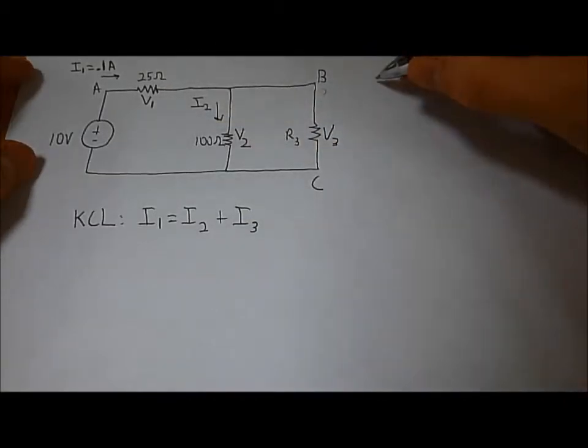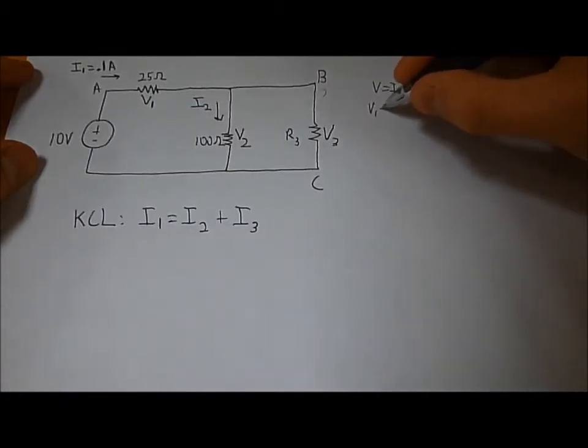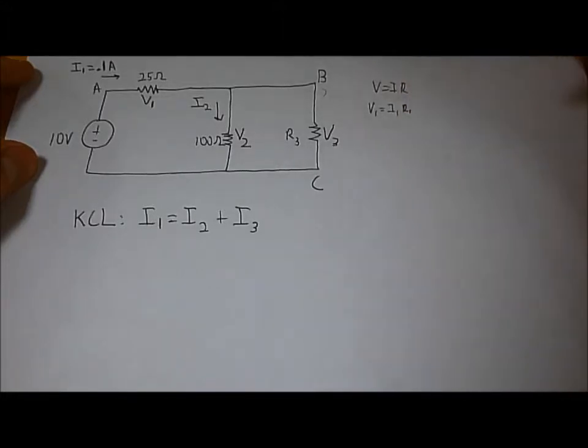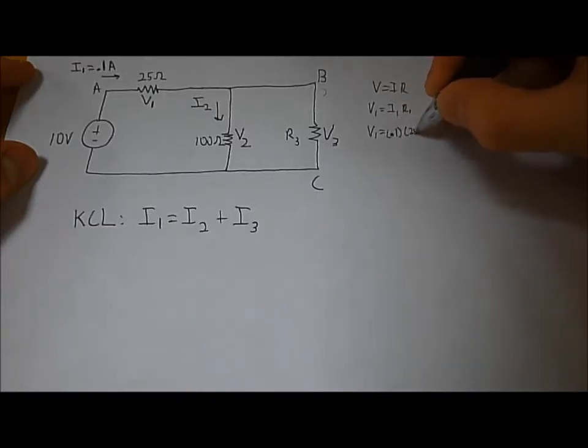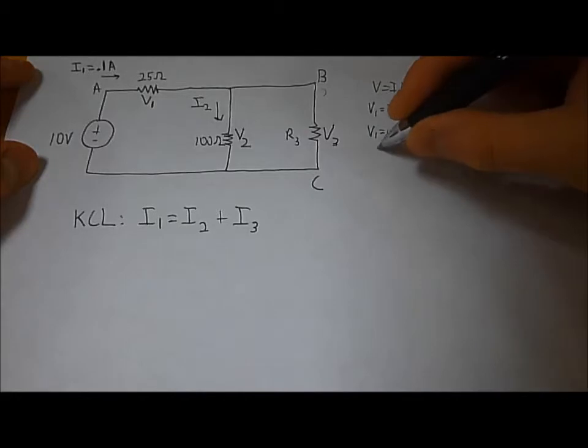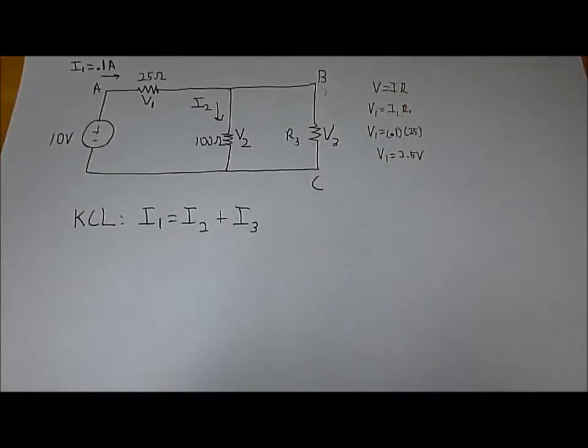We know that voltage is equal to current times resistance. So voltage 1 will equal I1 times resistance 1. It is measured that I1 is equal to 0.1 amp. This means that V1 is equal to 0.1 times 25 ohms. This will leave us with V1 equaling 2.5 volts.